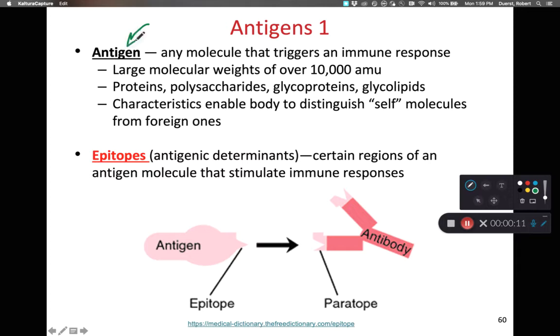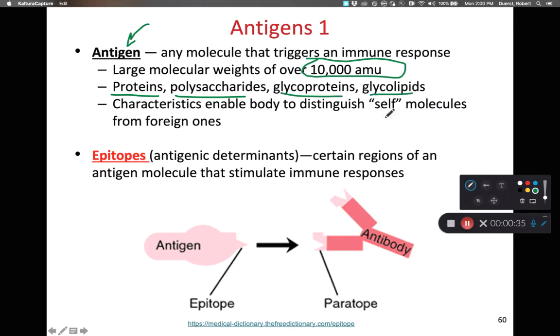An antigen is any molecule that can trigger an immune response. To trigger this immune response, it generally needs to be pretty complicated. The overall molecular mass needs to be at least, as a rule of thumb, 10,000 AMU, and there's a little fudge factor here. So 10,000-ish AMU. Antigens are typically made of proteins, polysaccharides, glycoproteins, and/or glycolipids.